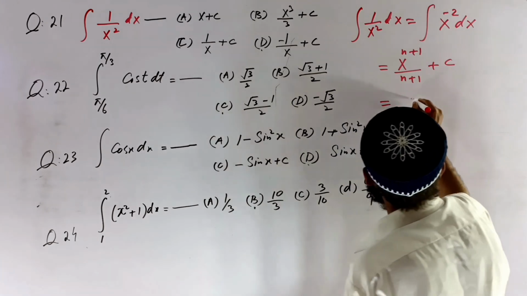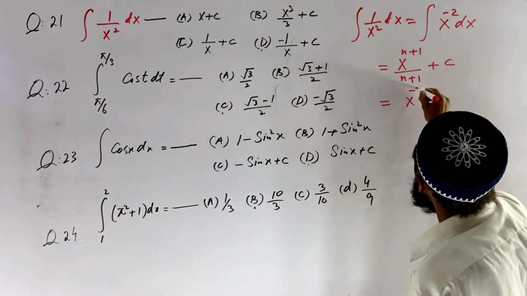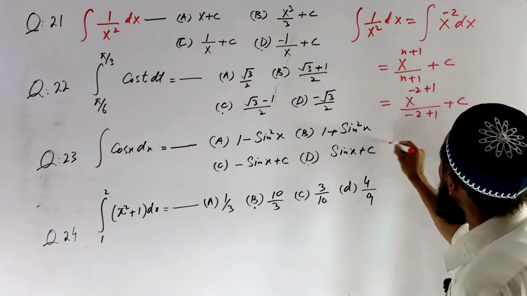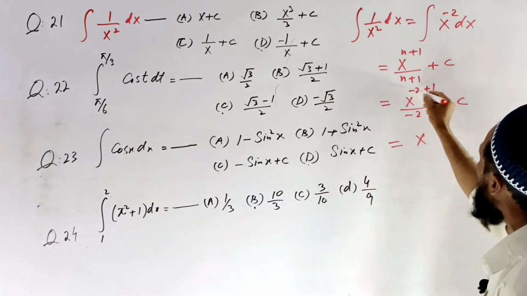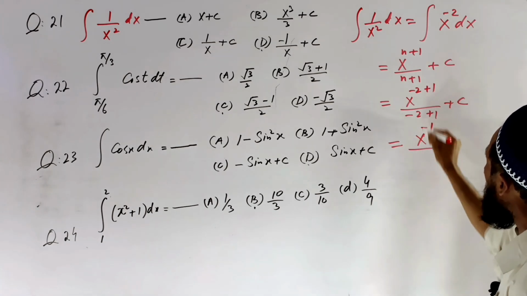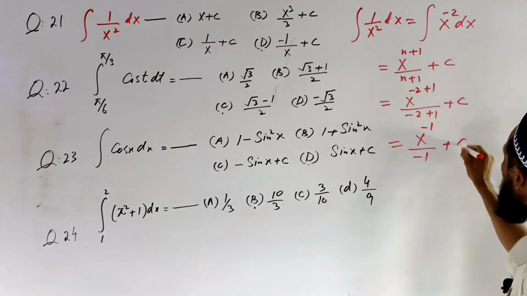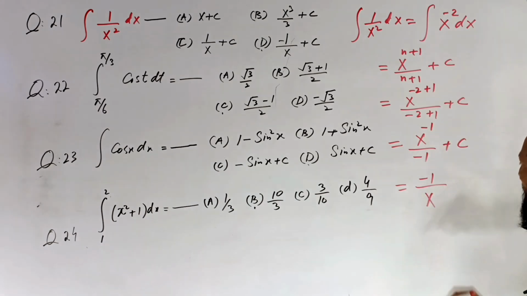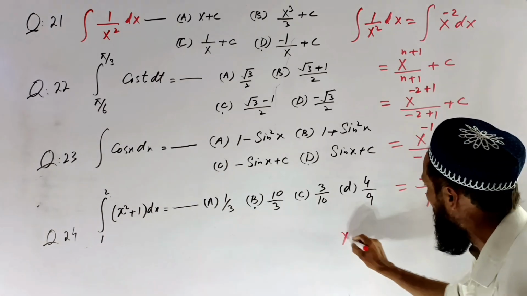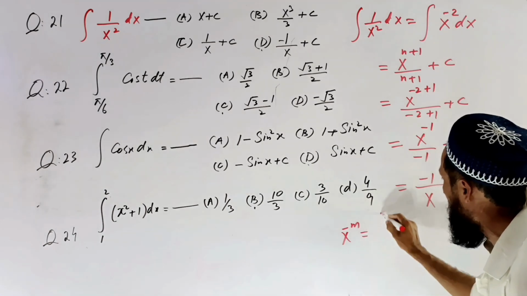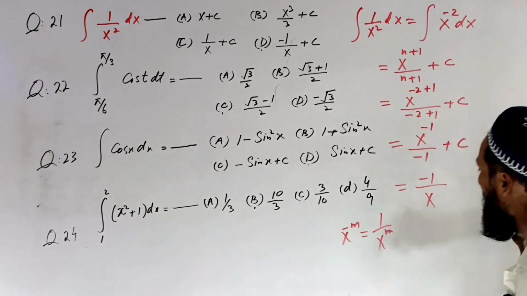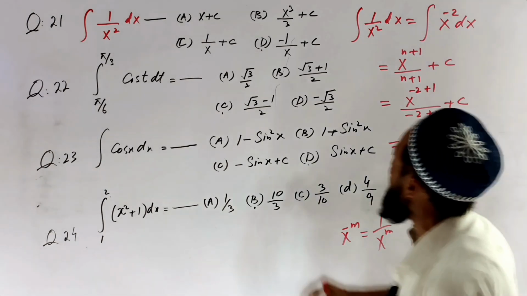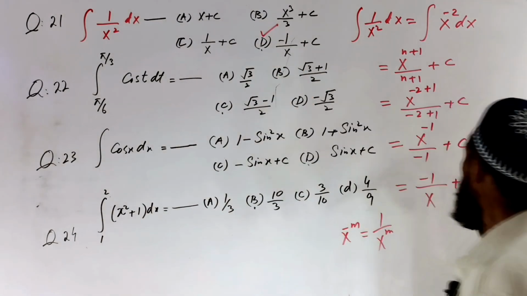So according to this rule, x^n with n equal to minus 2 gives x^(minus 2 plus 1) divided by (minus 2 plus 1) plus c. Simplifying, minus 2 plus 1 we get minus 1, divided by minus 1, plus c. Now we change the negative sign according to the exponent rule: x power minus m is 1 divided by x power m. So according to this rule, we check the answer here, C is the correct option.